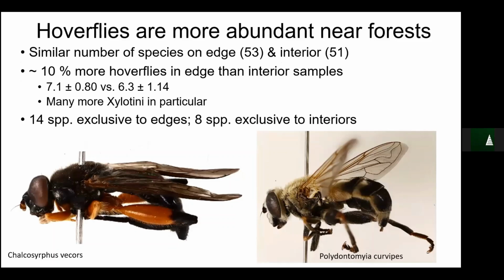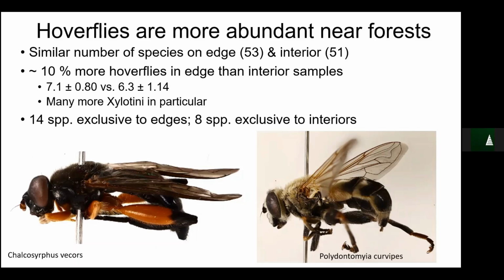The other thing to notice, and this is really a provisional finding, is that those hoverflies, those pollinating flies, tend to be more abundant near forests. There's a similar number of species that show up on forest edges and in field interiors, but if you look at the count, the number of individuals, usually the counts from edge traps are about 10% higher. This doesn't necessarily translate to a 10% difference in pollination service, but it's certainly very interesting.